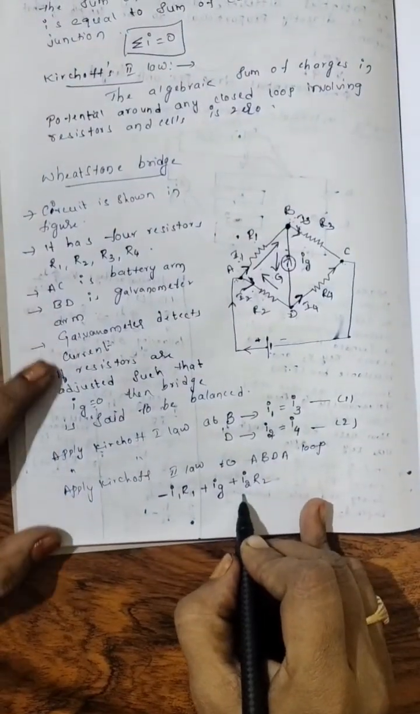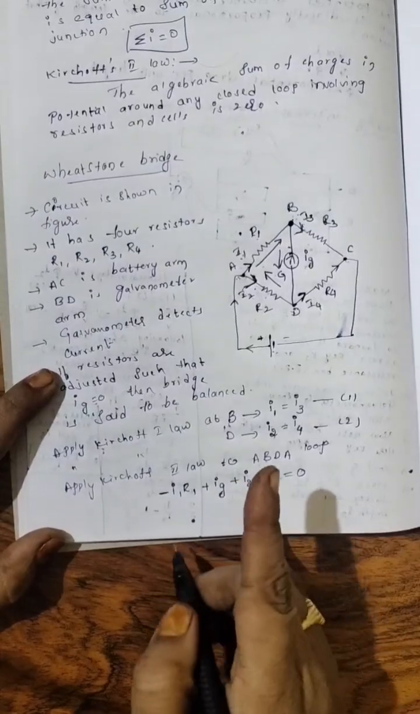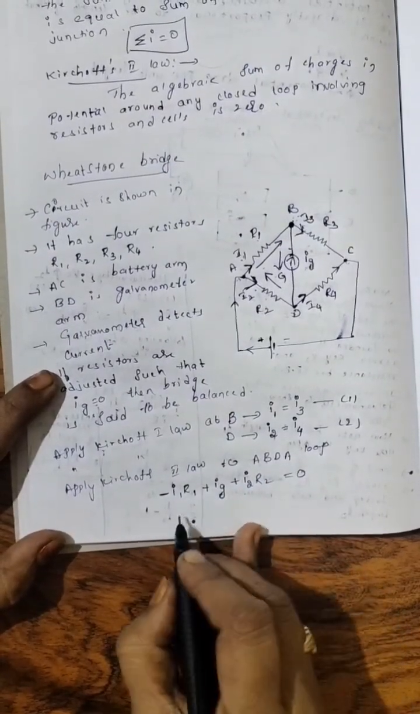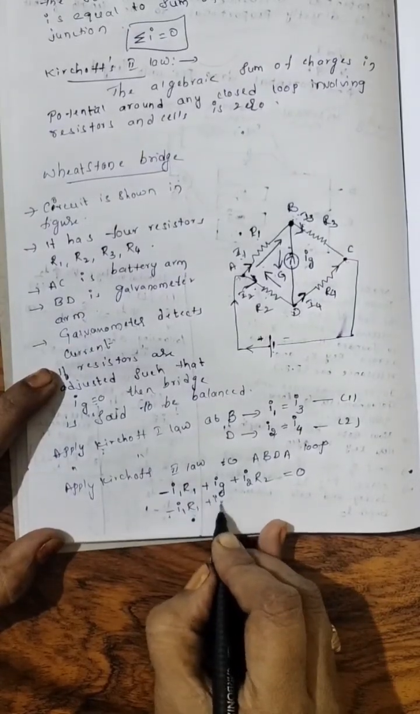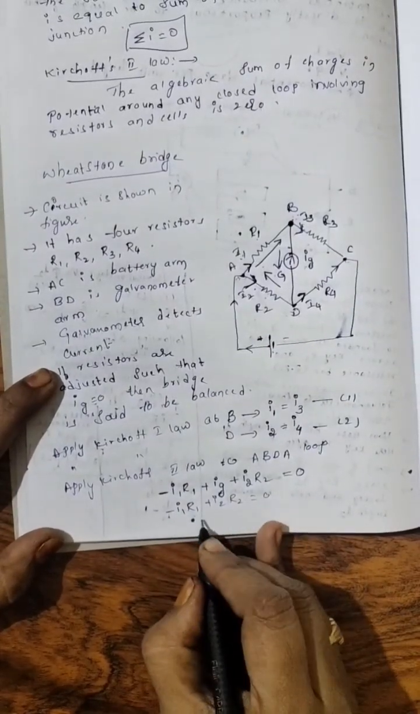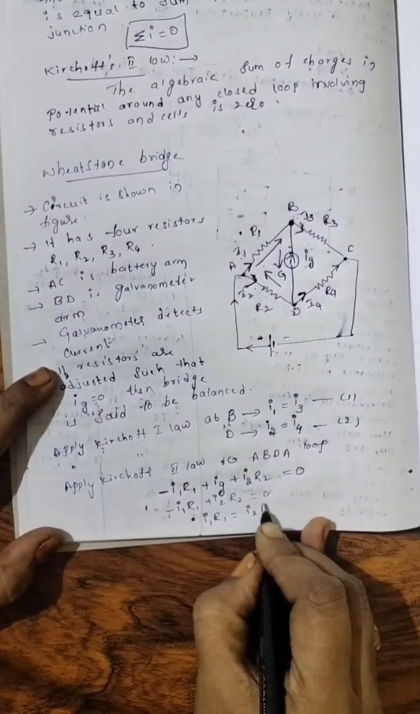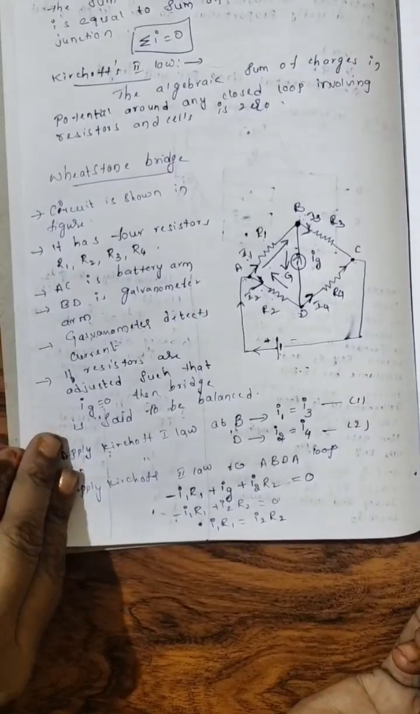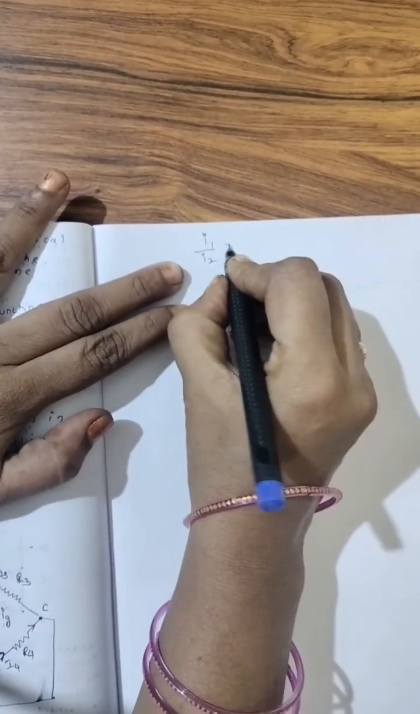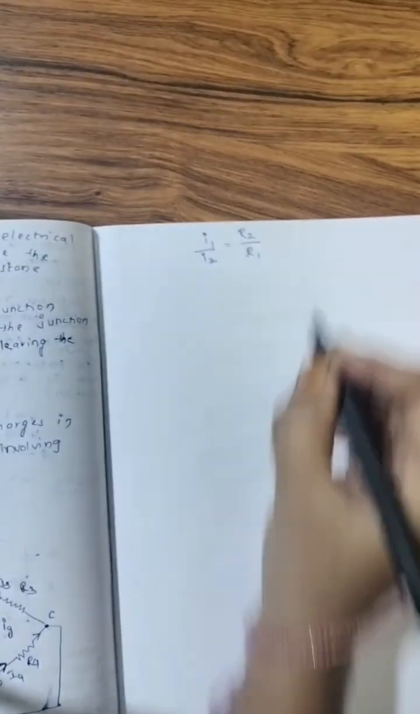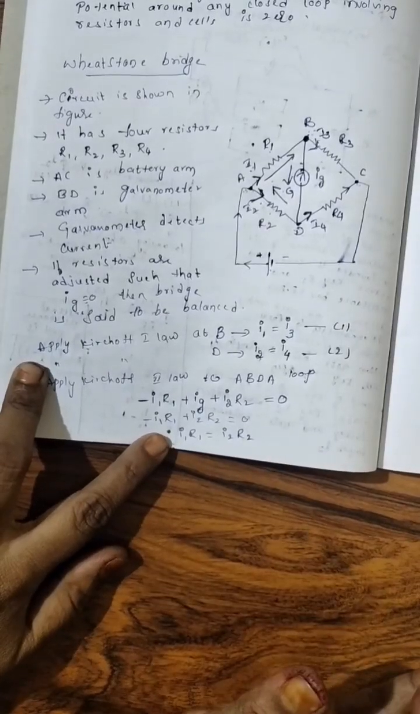I2 R2 will be equal to 0 as per second law. Now the galvanometer, it is a balanced bridge, so Ig will be 0. So minus I1 R1 plus I2 R2 equal to 0, or I1 R1 equal to I2 R2. Or I1 by I2 is equal to R2 by R1. This equation: I1 by I2 equal to R2 by R1.